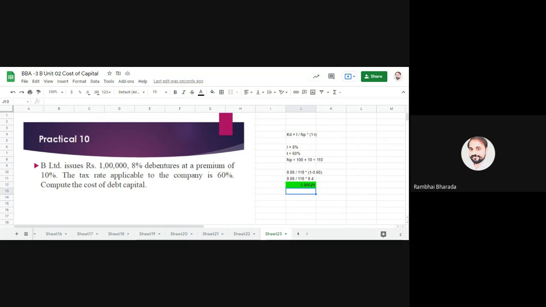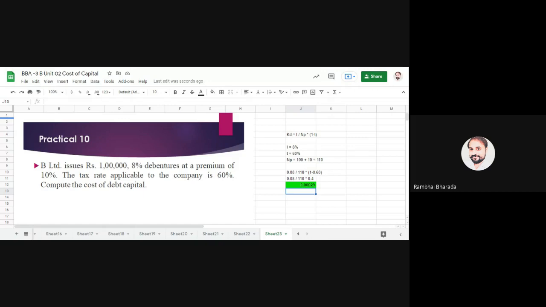All of you are getting the same answer? Whether you did 0.08 into 0.4 and divided by 110, or first did 0.08 divided by 110 and multiplied the answer by 0.4, the answer will be the same. Okay, so I hope this is clear for everyone.